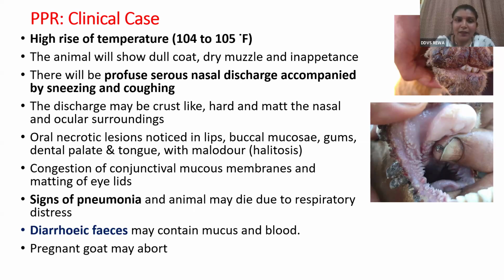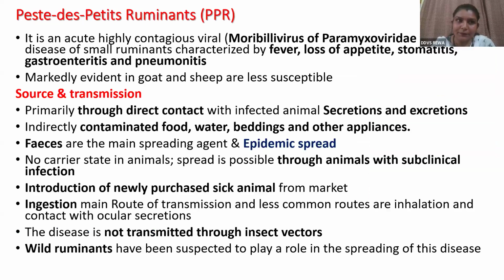Another one of the most important symptoms is the sign of pneumonia, and that may lead to respiratory failure and cause death in the affected animal. And there is also the sign of diarrhea, and these loose feces may contain mucus and blood. And in the pregnant goat, we can also see abortion.